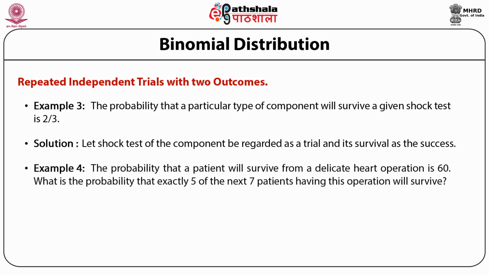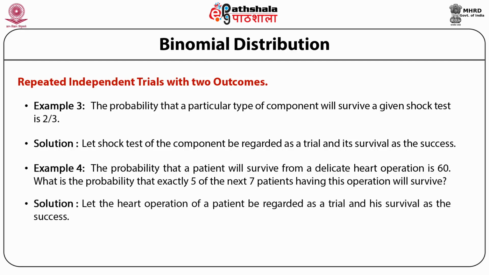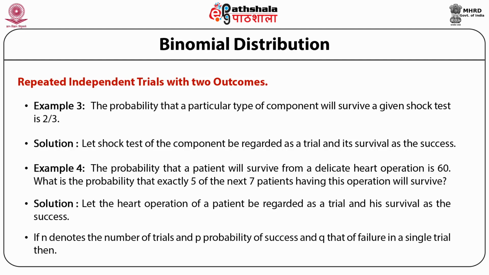The next example: the probability that a patient will survive a delicate heart operation is 90%. What is the probability that exactly 5 of the next 7 patients having this operation will survive? Let the heart operation of the patient be regarded as a trial and his survival as the success. If n denotes the number of trials, p the probability of success, and q that of failure in a single trial, then n is equal to 7 as given.